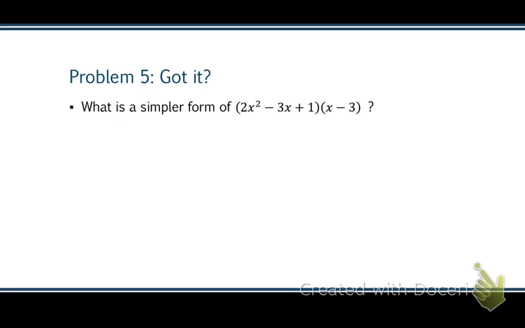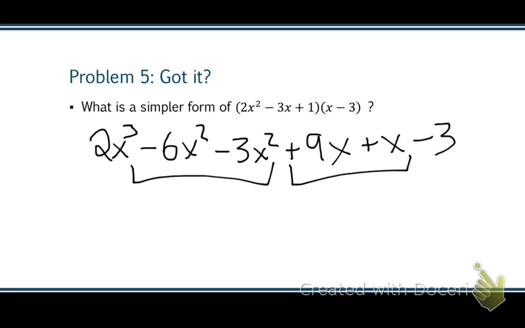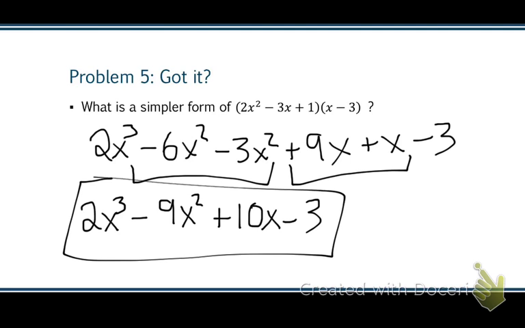Alright, so you should have gotten 2x cubed minus 6x squared minus 3x squared plus 9x plus x minus 3. And then again, when we combine the like terms, we would get 2x cubed minus 9x squared plus 10x minus 3. And that is your final answer.